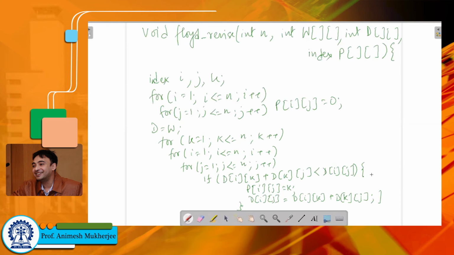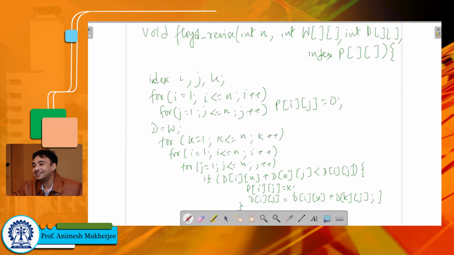So the K are the intermediate vertices, if you remember, and as many times as this optimality condition that Dik plus Dkj is less than Dij is satisfied, we keep on updating Pij, and this is how the Pij gets the largest index or the highest index between V1 and Vk in the shortest path from i to j.